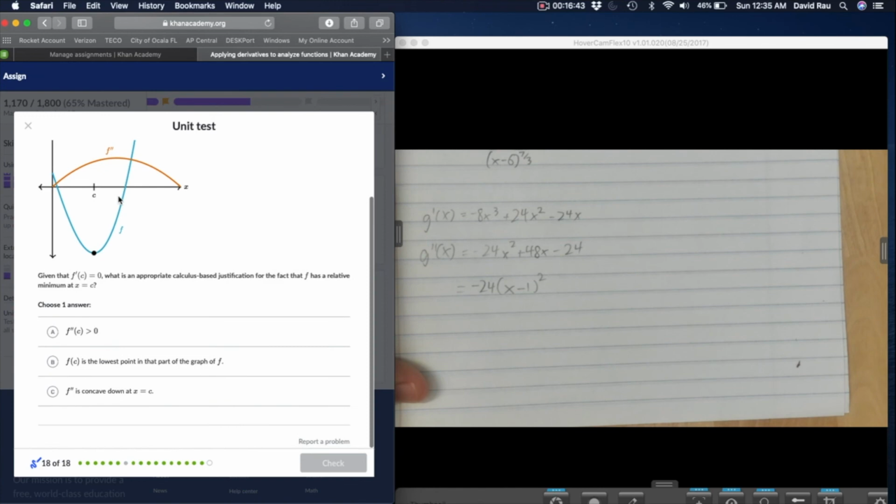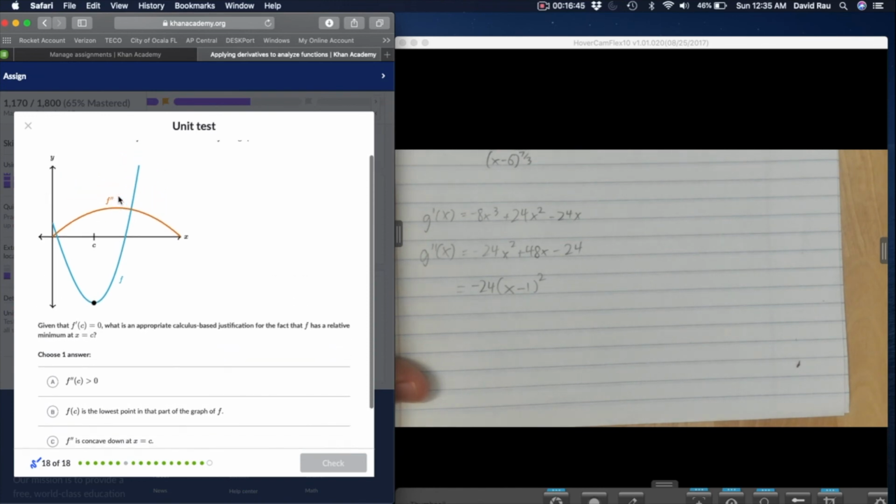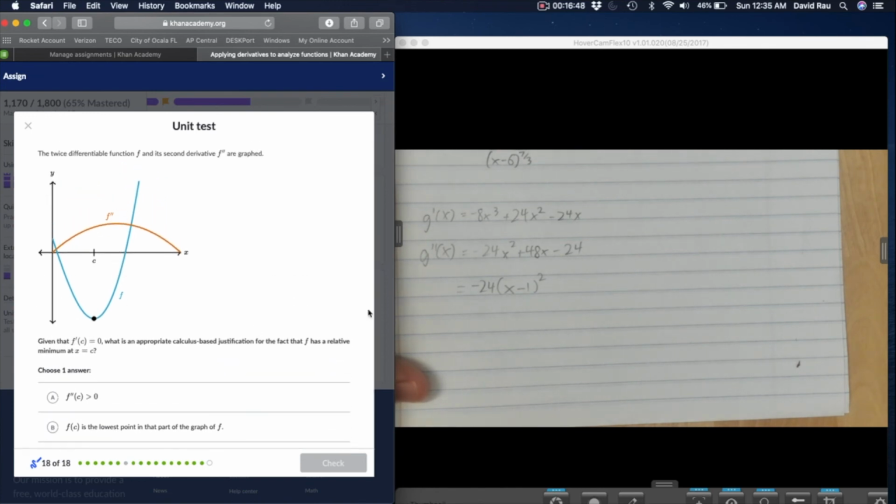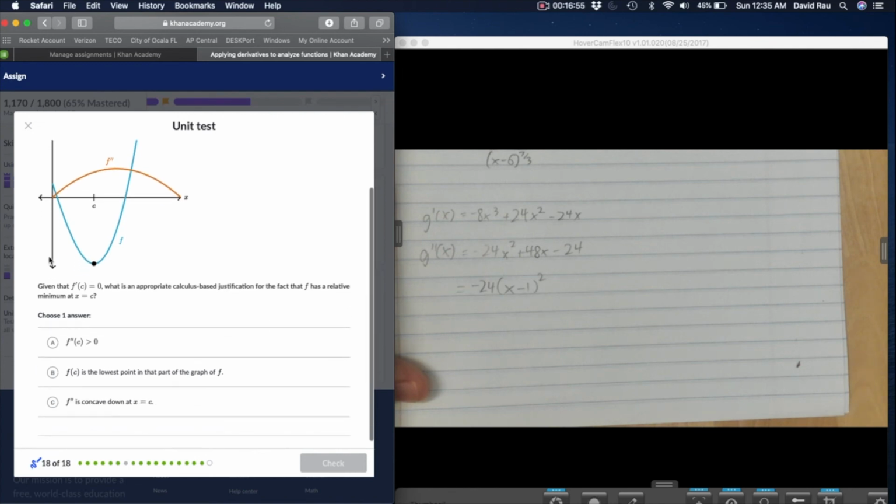Last but not least, give the calculus-based justification for why f has a relative maximum at c, relative minimum at c, and that is because f double prime is concave down at c. Sorry, no, I'm losing it. That would be the calculus-based justification.